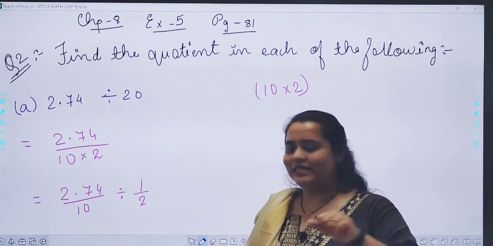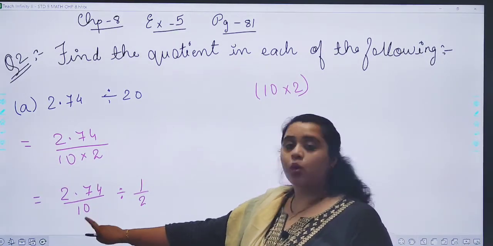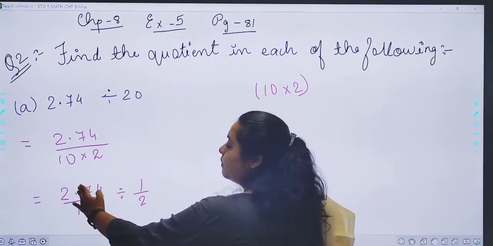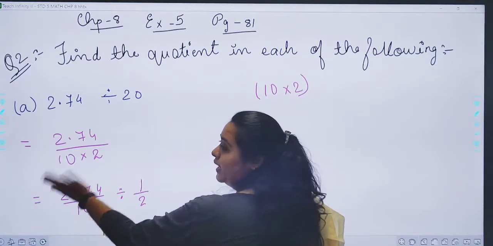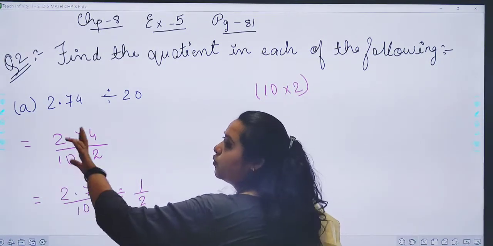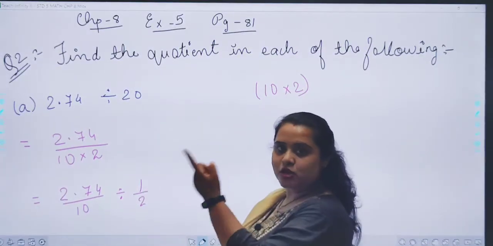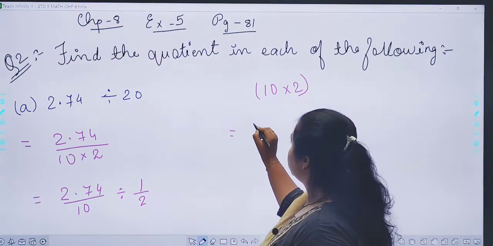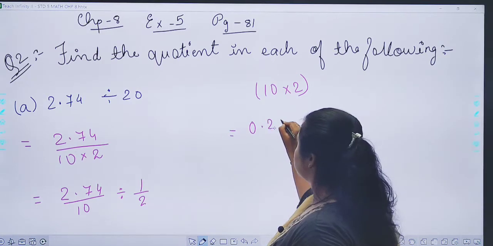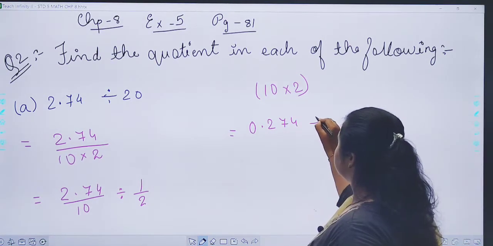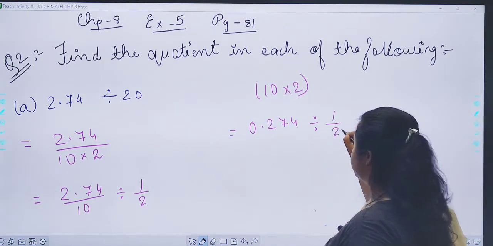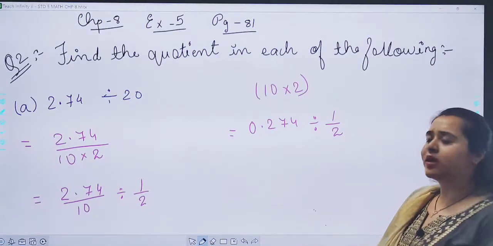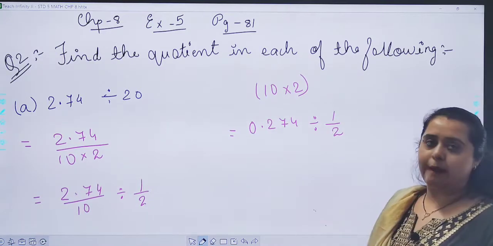Done. Easy. Now, as you know, when any number is divided by 10, the point will be moving ahead, the point will move to the left side. We have learned this in question number 1. Yes. So now 0.274 divided by 1 upon 2. Done. Easy.